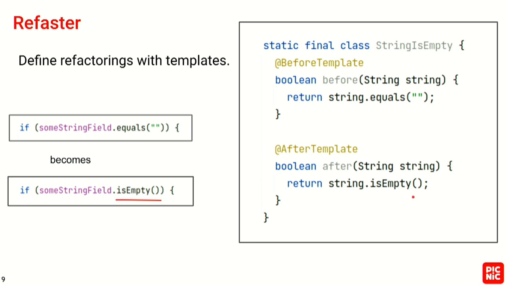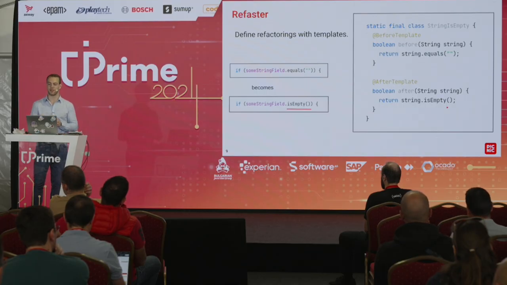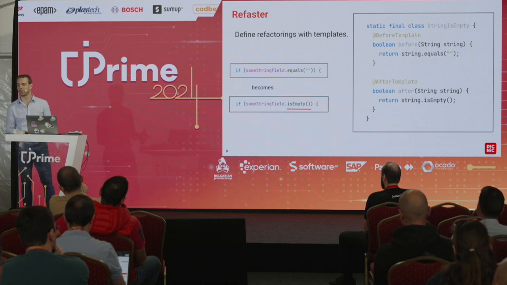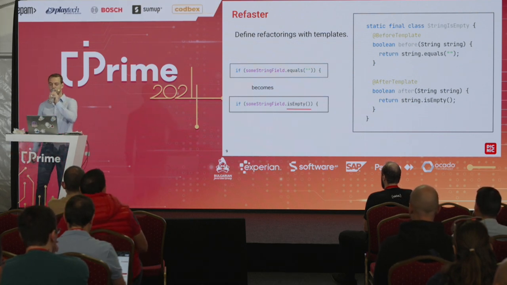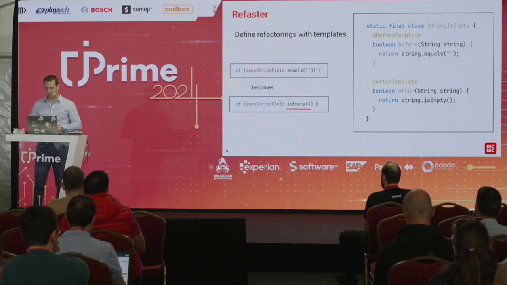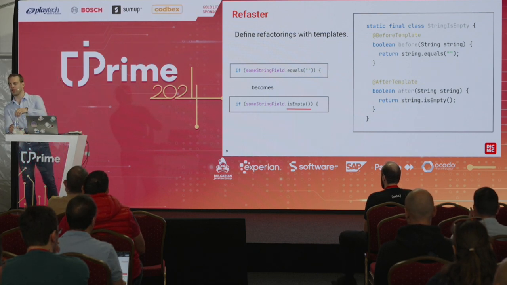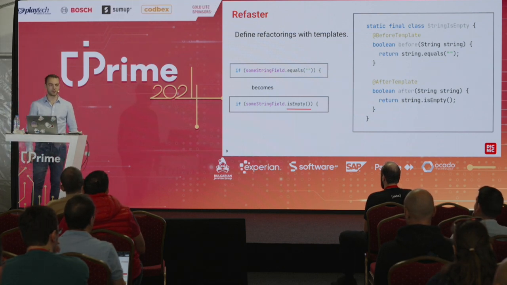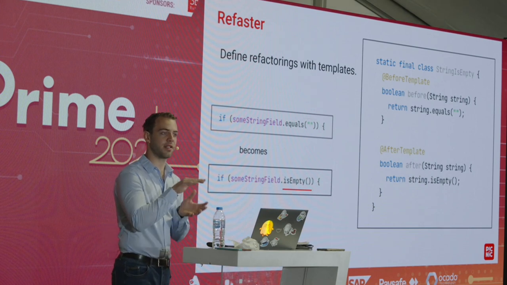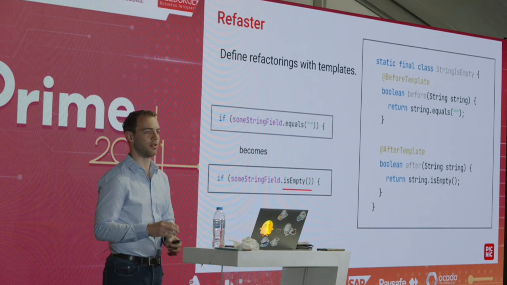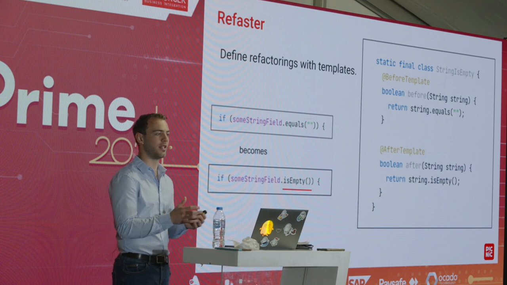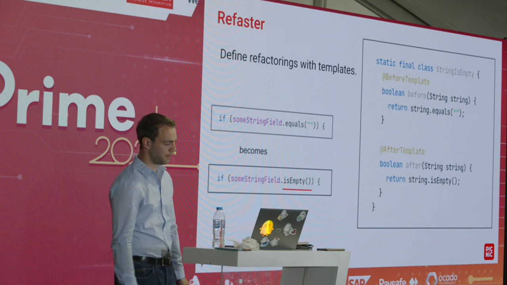So as you can see, this is a really easy way of specifying these simple refactorings. And of course, again, this is a simple example, but you can do many of these things. And we will see some more examples as well. There's one slight downside to refactor. And that is that these refactor rules will only run on expressions and statements. So that means you can only refactor things inside method bodies, basically.